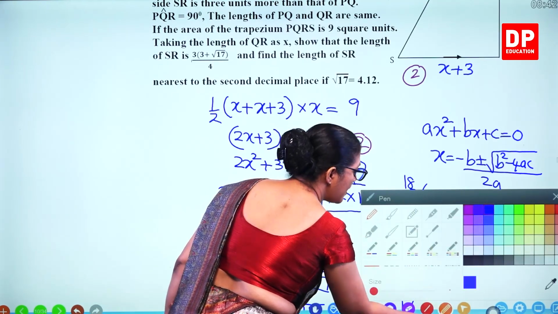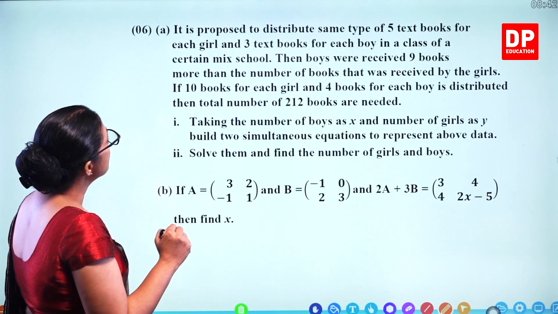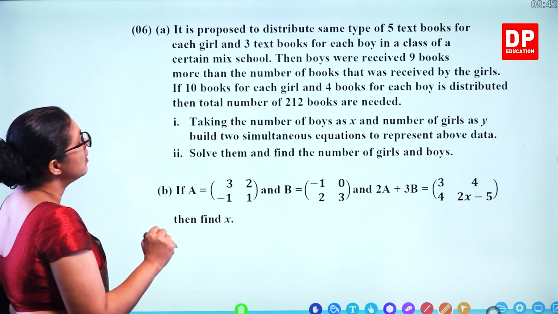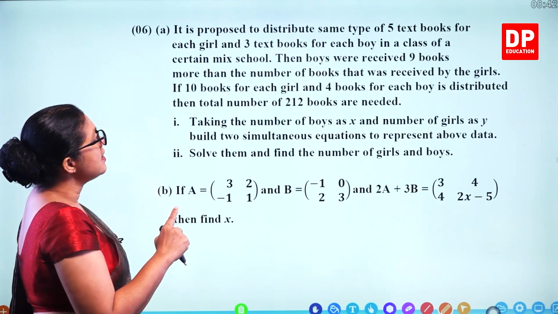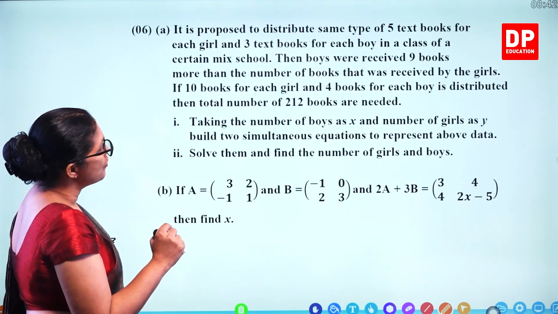Now let's take the next question. Question number 6. So this is about simultaneous equations, algebra 1, and then the second part is matrices.